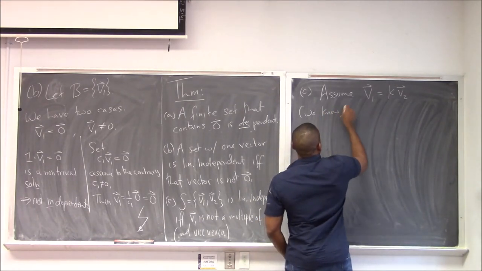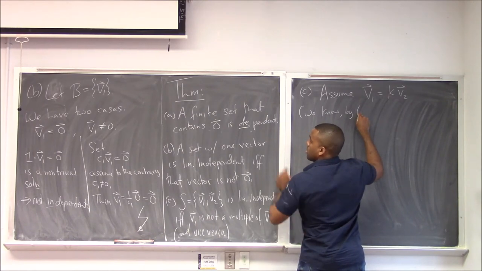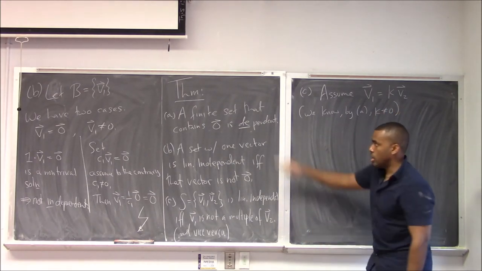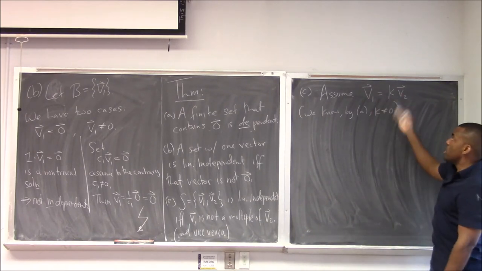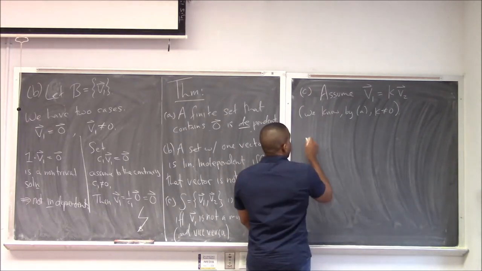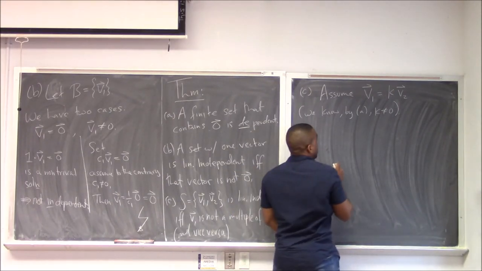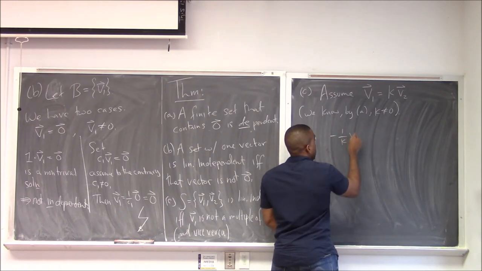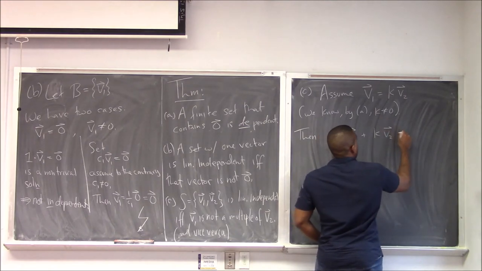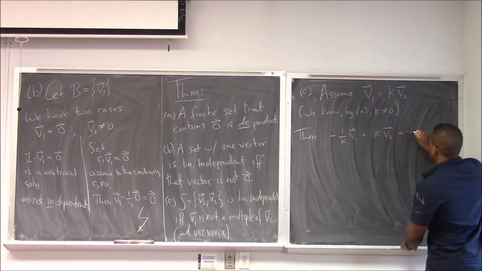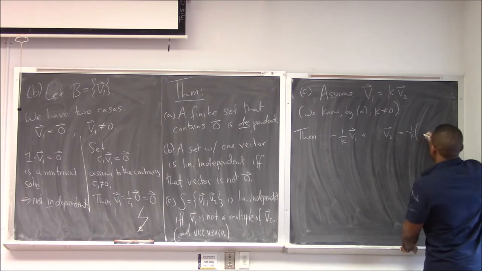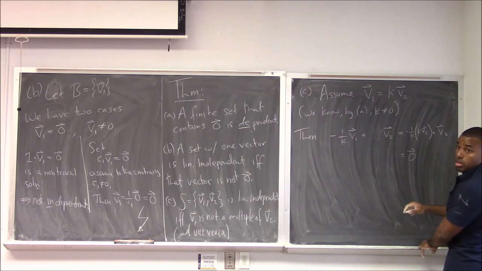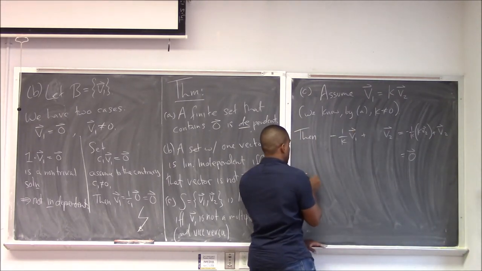We know by part A that k cannot be zero, because that would give us a zero vector, which we know is not going to work. So V1 is some non-zero scalar multiple of V2. Then I can say minus 1 over k V1 plus V2, which gives minus 1 over k times k V2 plus V2. That would actually give me the zero vector. That is a non-trivial solution.